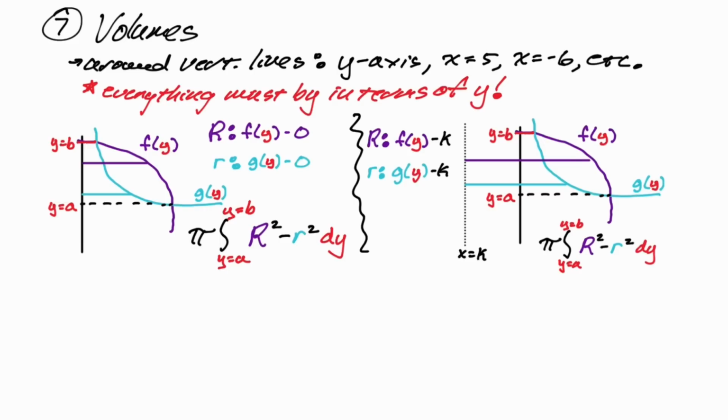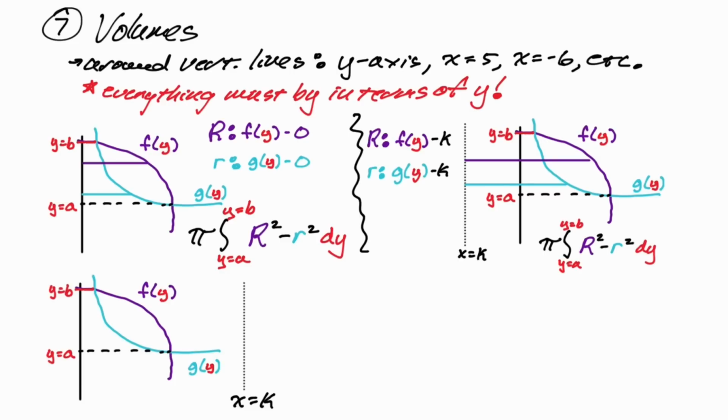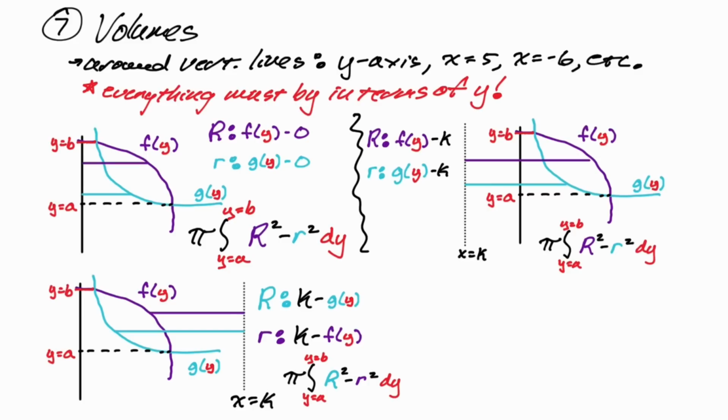We have one final option here where the axis is to the right of the region. So we have this. Again, we draw. We have a big R and a little r. They've changed colors because that's just what happened. It doesn't matter, whichever one is bigger is big R. So in this case, we're doing right take away left. You're always doing right take away left. So big R is k minus g of y. Little r is k minus f of y. Our integral is exactly the same. So we just get that integral again. I'm not going to read it again.